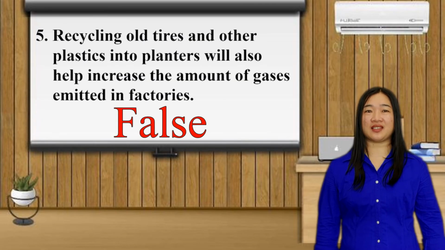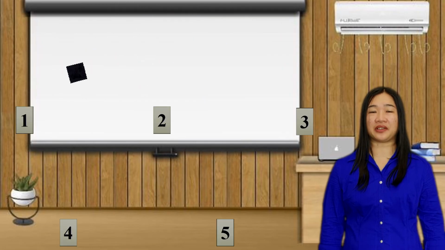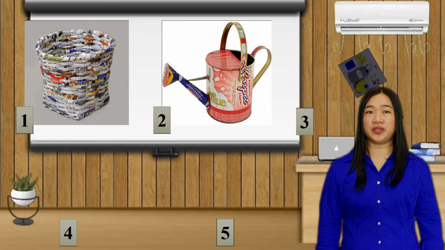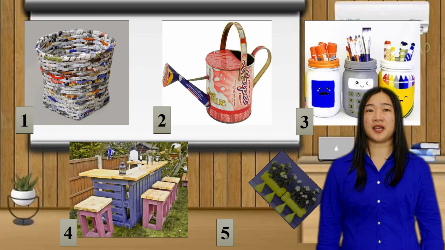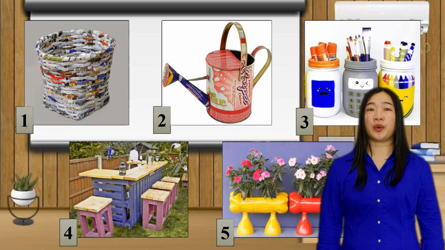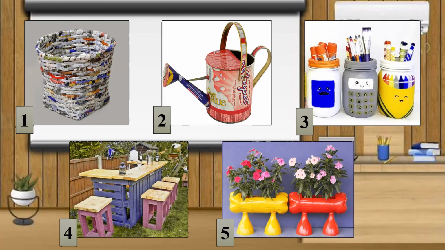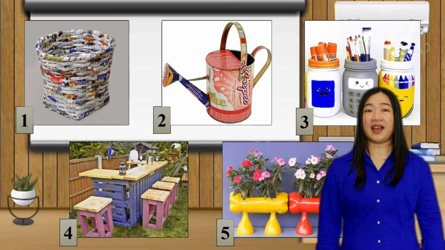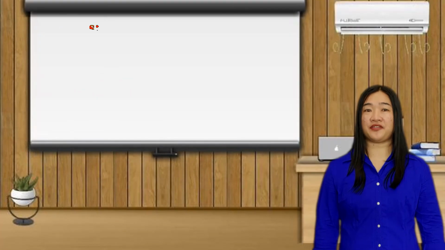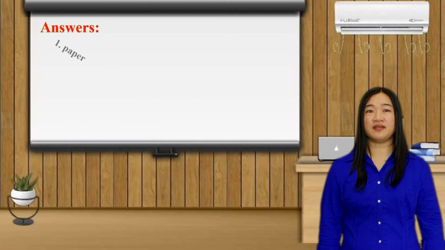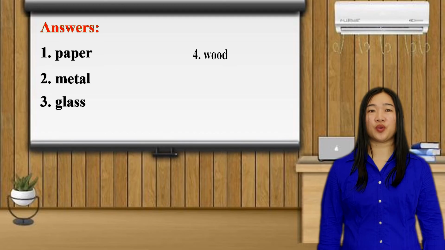Next activity is to identify the recycled material if it is made of wood, metal, plastic, paper, or glass. You can pause this video to answer this activity. The answer for this activity are the following. Number 1, paper. 2, metal. 3, glass. 4, wood. 5, plastic.